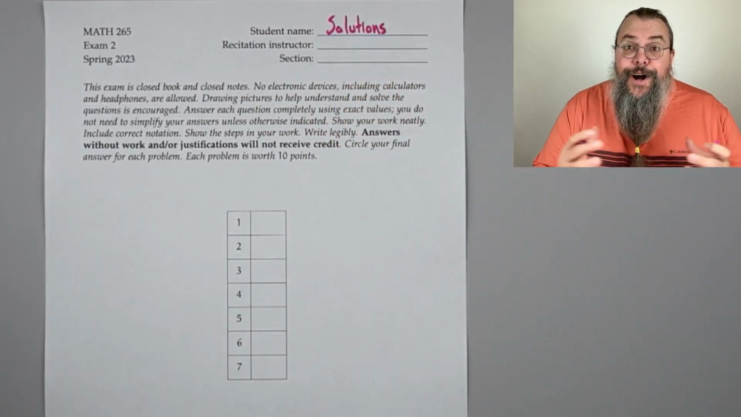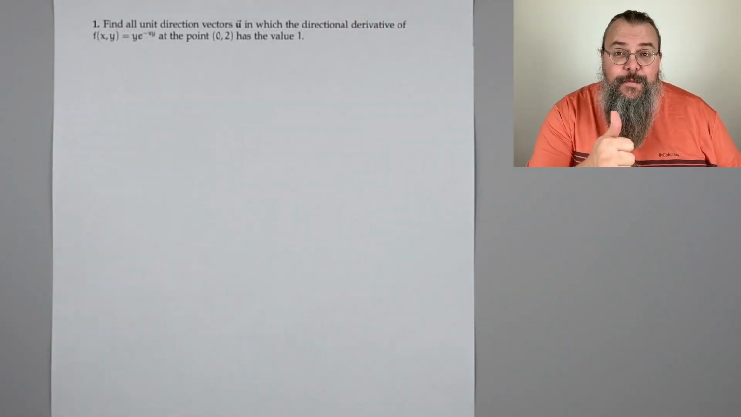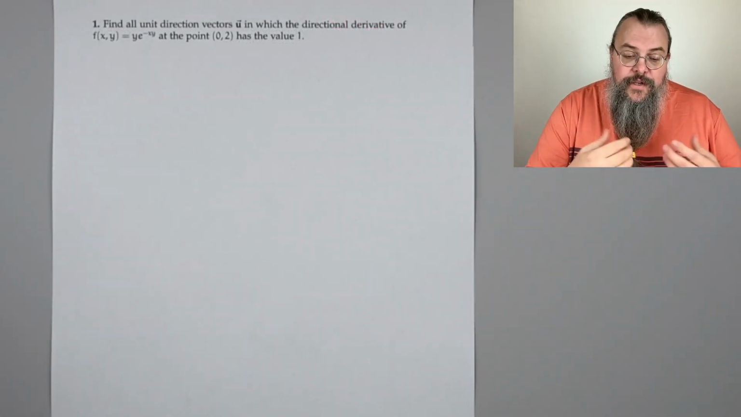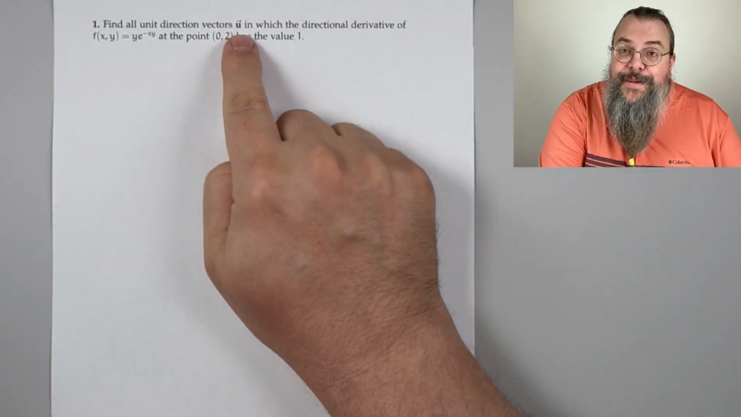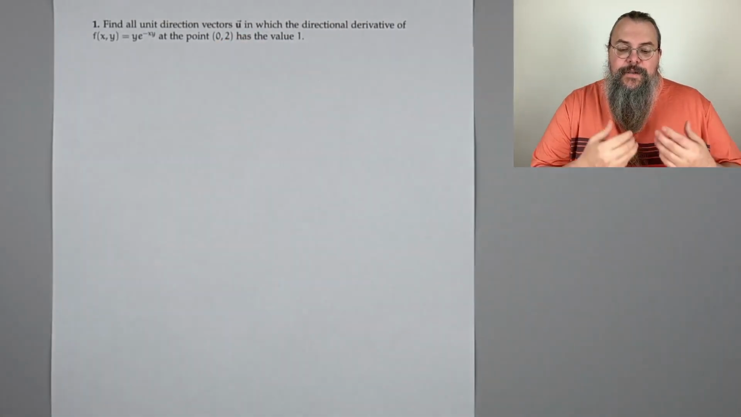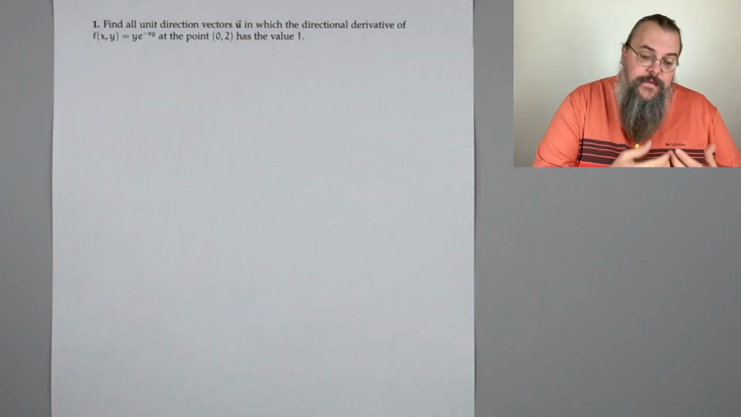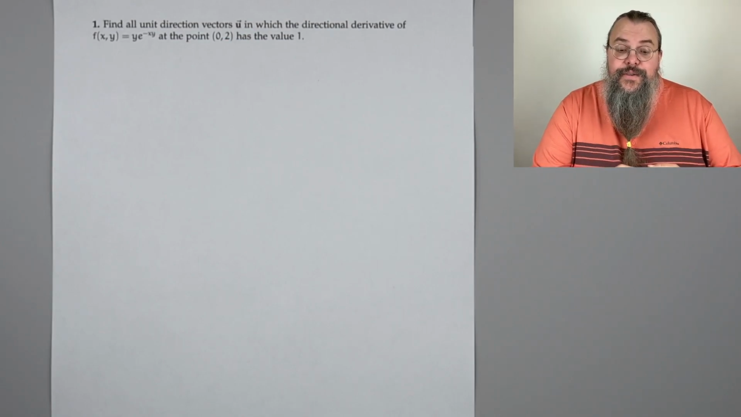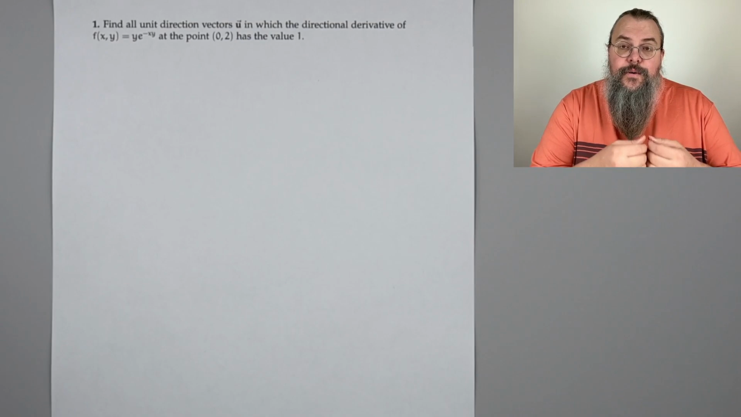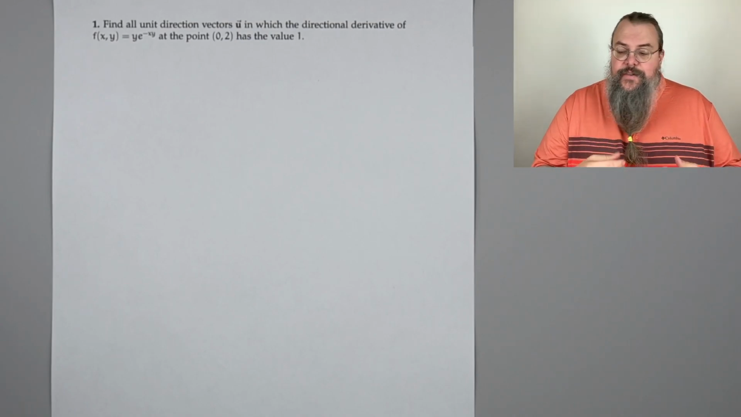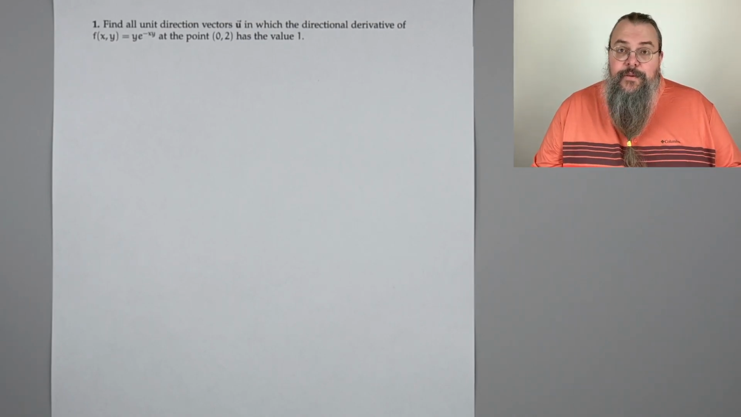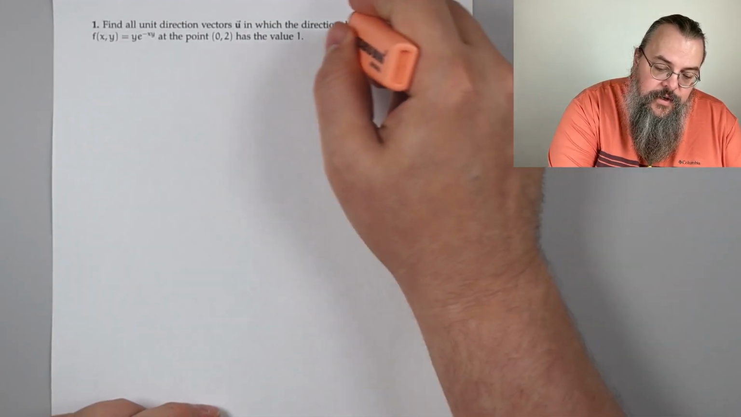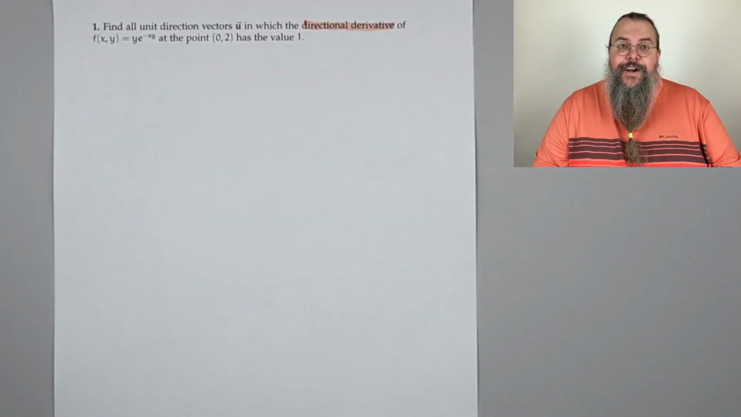And we're off. Number 1, we're asked to find all unit direction vectors, u, and the little arrow on top tells us, yeah, it's a vector, in which the directional derivative of the function y e to the minus xy at the point (0, 2) has the value 1. All right, so there's a couple of key things, but of course, the most obvious key thing is we see this word directional derivative.